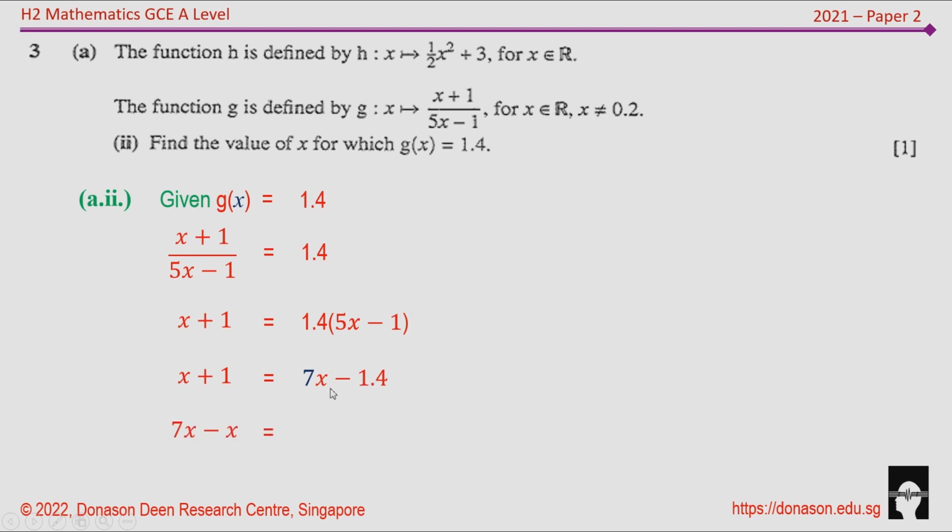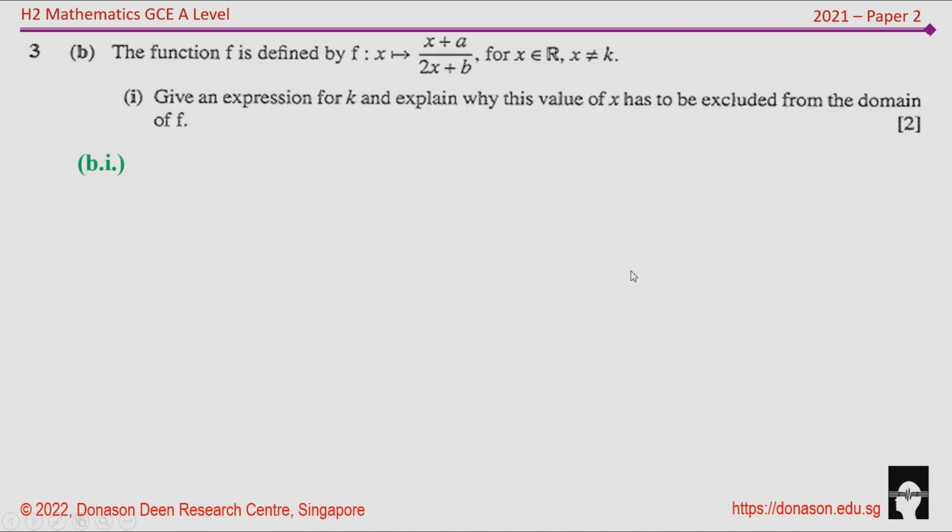So we're going to end up getting 7x minus x equals 1 plus 1.4, right? 7x minus x is going to be 6x, which is equal to 1.4 plus 1, that's of course 2.4. So we want to find the value of x, isn't it? So x should be equal to 2.4 divided by 6, which becomes 2 over 5. So therefore x is equal to 2 over 5. If you can find this value, you will be getting 1 more mark.